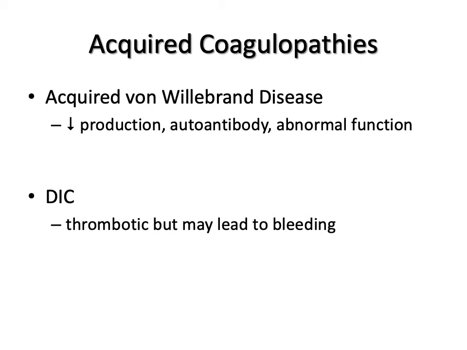Acquired von Willebrand disease can result in either decreased production of von Willebrand factor, production of an autoantibody, or abnormal function, such as absorption to cell surfaces. It occurs in patients with hypothyroidism, autoimmune diseases, monoclonal gammopathies, certain tumors, coronary heart disease, pesticide poisoning, and hemolytic uremic syndrome.